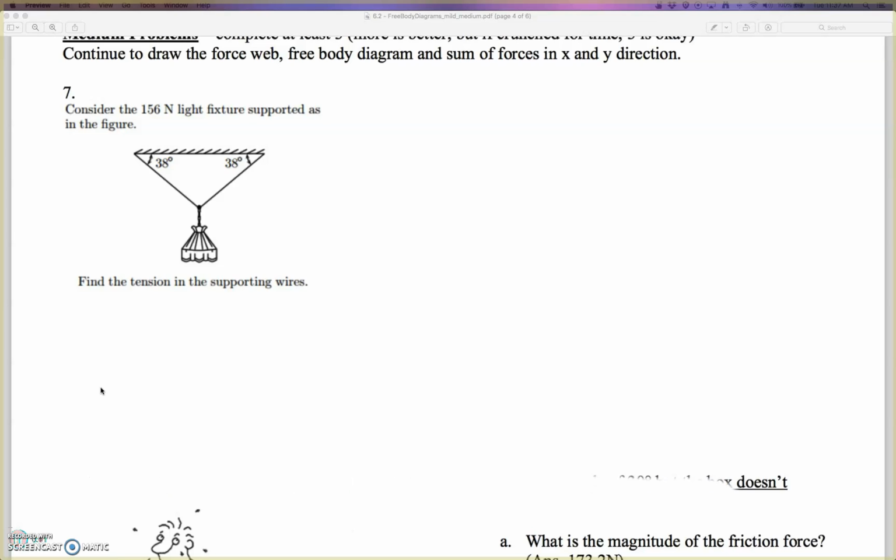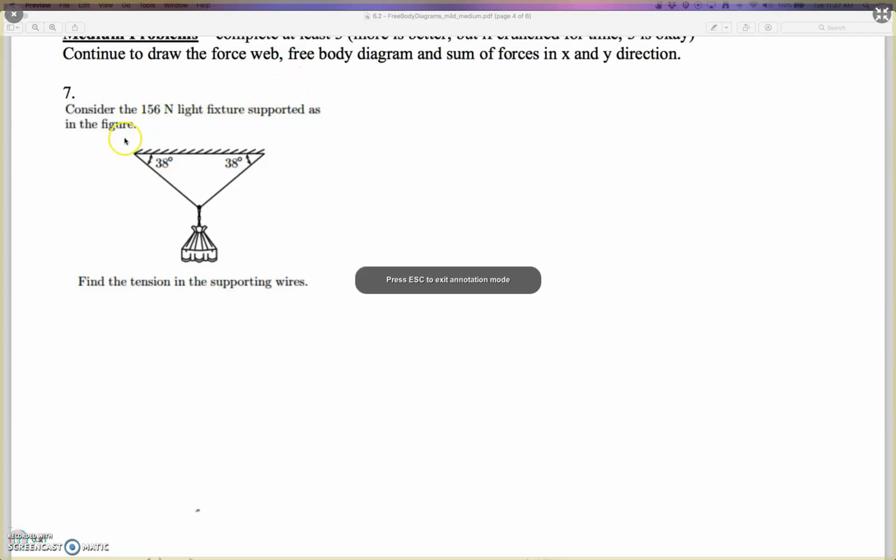And I'm going to go ahead and get rid of this stuff so it doesn't get in my way of solving this problem. This problem, we have this 156 Newton light fixture supported as in the figure. Ta-da! And it says, find the tension in the supporting wires.